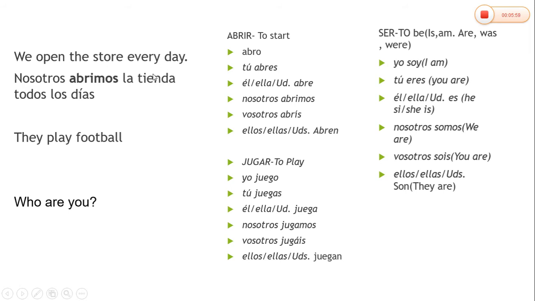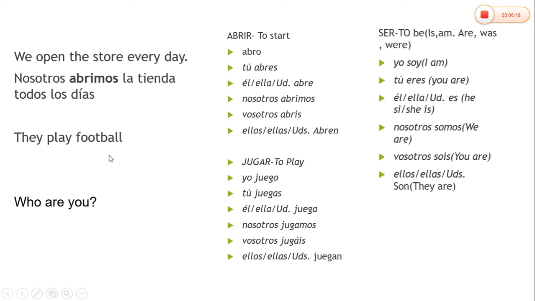La tienda, which is the store. Why is la used? Because tienda is a feminine noun. Had it been masculine, then we would have used el instead of la. La tienda. Every day is todos los días. Nosotros abrimos la tienda todos los días.